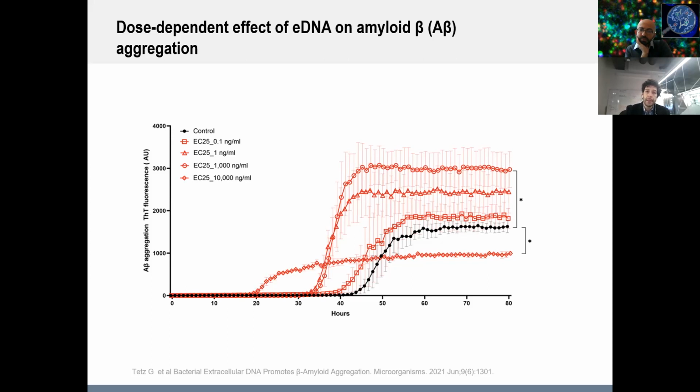However, please take a look once again right at this line, at the E. coli of 10,000 nanograms per mil. You can see that it shortened the lag phase. It was the most significant factor that shortened the lag phase more than twice. And what does it mean, the shortening of the lag phase of beta amyloid aggregation?